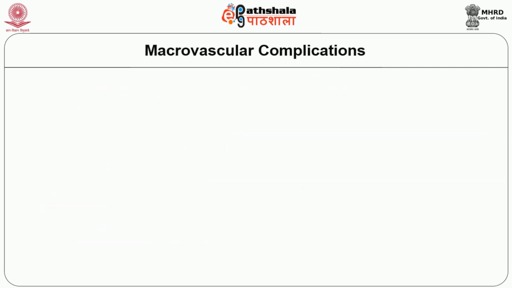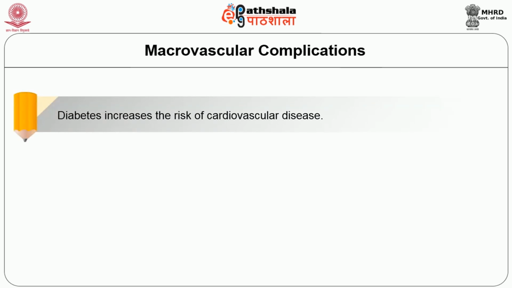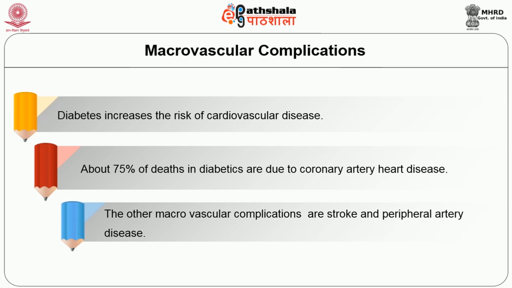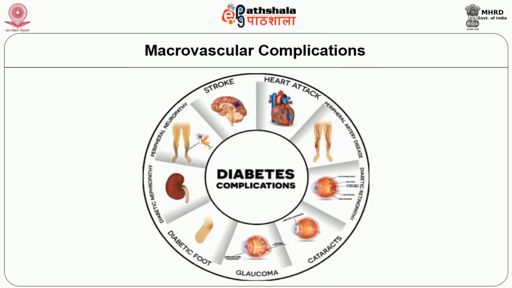Some of the macrovascular complications: diabetes increases the risk of cardiovascular disease. About 75% of deaths in diabetes are due to coronary artery heart disease. The other macrovascular complications are stroke and peripheral vascular disease. In this picture you can see the diabetic complications, that is stroke, heart attack, peripheral vascular disease. The retinal damage leads to diabetic retinopathy, and also the increased pressure in the eye, that is increased intraocular pressure, leads to glaucoma, coronary artery disease, kidney damage and diabetic foot syndrome.